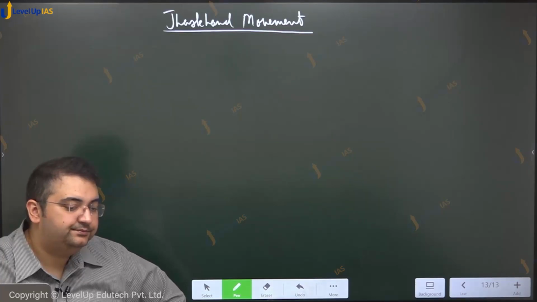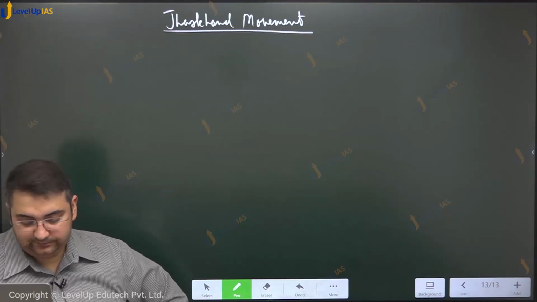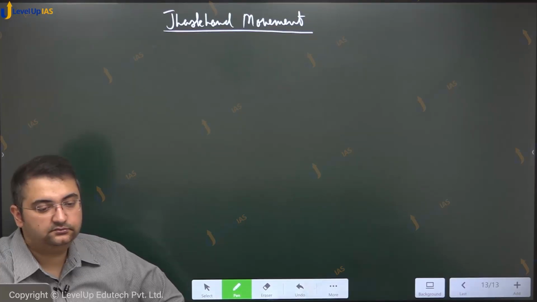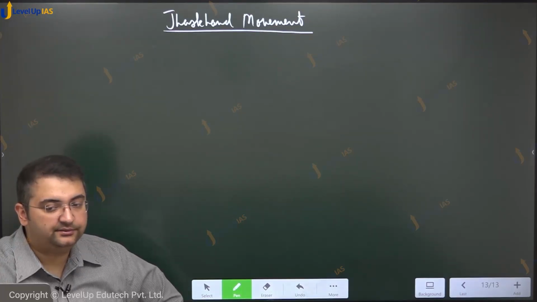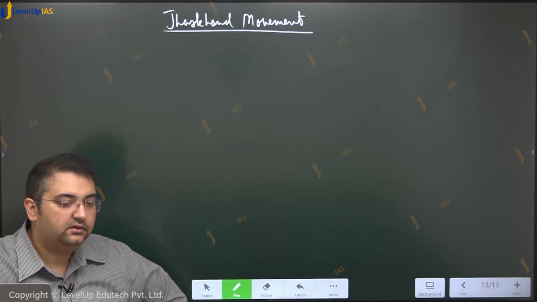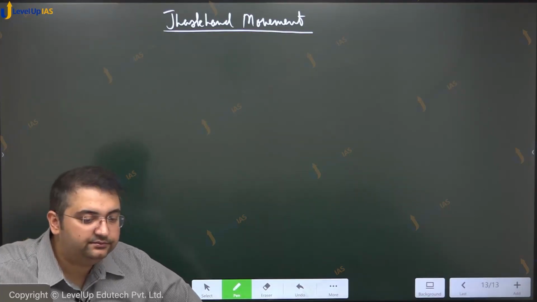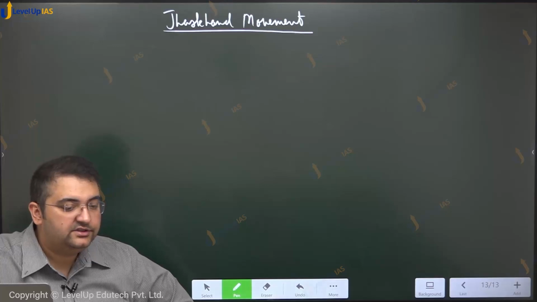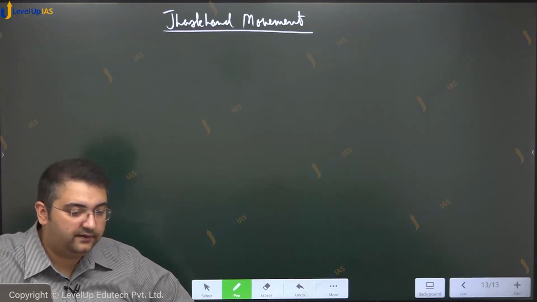The earliest leader to mobilize the tribals of central India was Jaipal Singh. Okay, full stop. What have you written? The tribals of central India was Jaipal Singh.